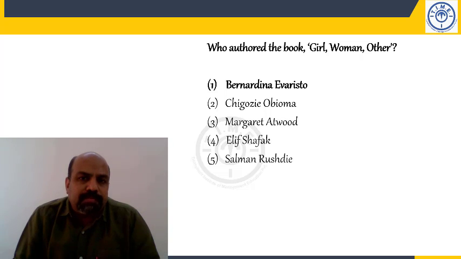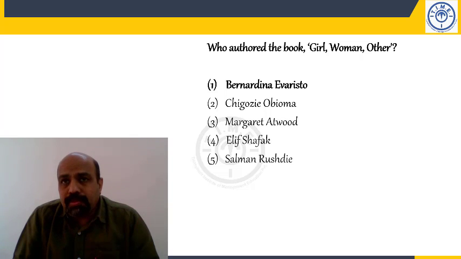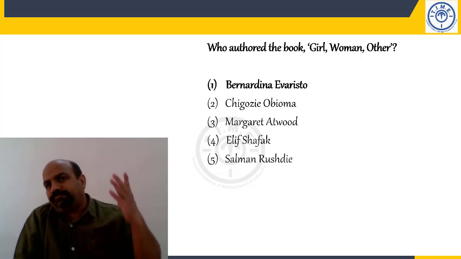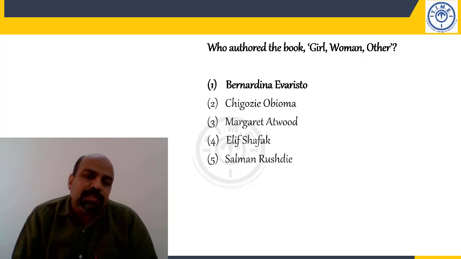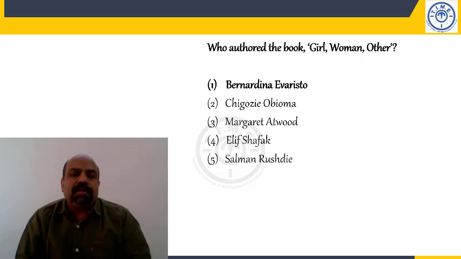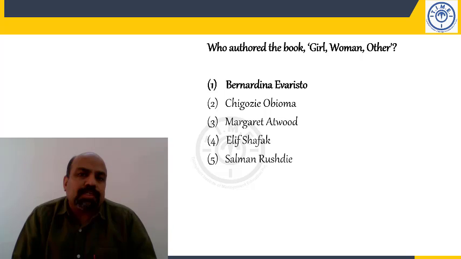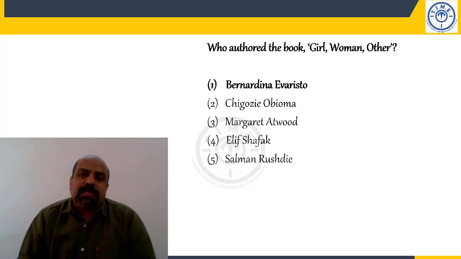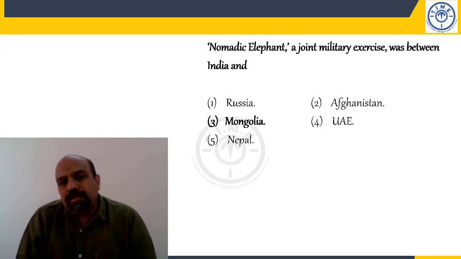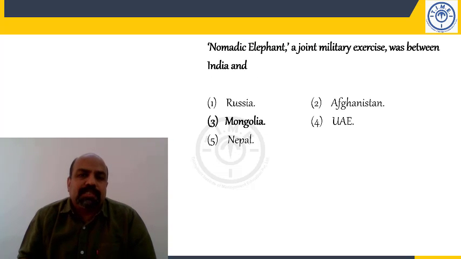Elif Shafak, 10 Minutes 38 Seconds in This Strange World. Salman Rushdie, Quichotte. Chigozie Obioma, An Orchestra of Minorities. Bernardine Evaristo and Atwood. Evaristo is mentioned there on the screen, and Atwood is the author of The Testaments. That's a little about the Booker Prize last year, friends. We had discussed these things.